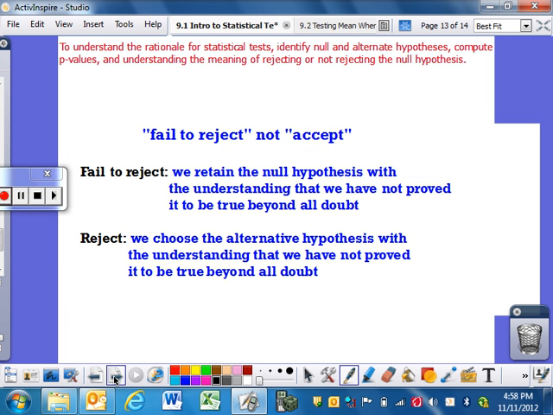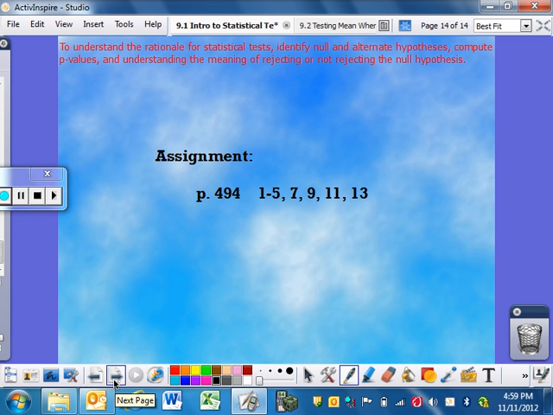Okay, couple things to think about. If you fail to reject, we basically just state that the null hypothesis is not changed. Okay, it's not that we've proved it to be true beyond all doubt, but it's just we have not proved it to be any different. If you do reject it, like we did on the very first one, we choose the alternative hypothesis, with the understanding that we have not necessarily proved, for instance, that the batter is actually hitting .333. We just know that it is different beyond all doubt right now. Okay, so we'll talk about those wording and different things like that.